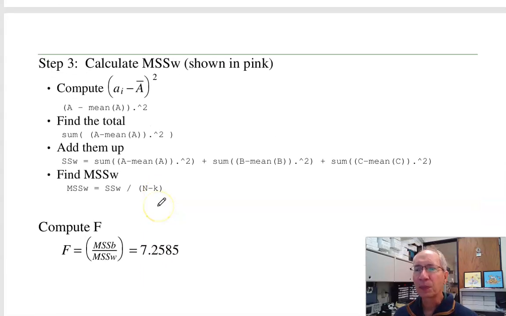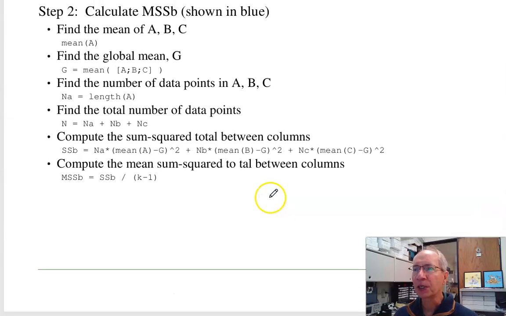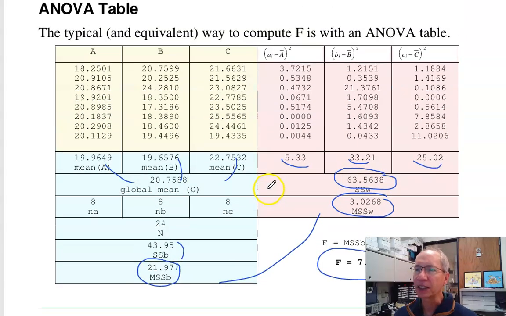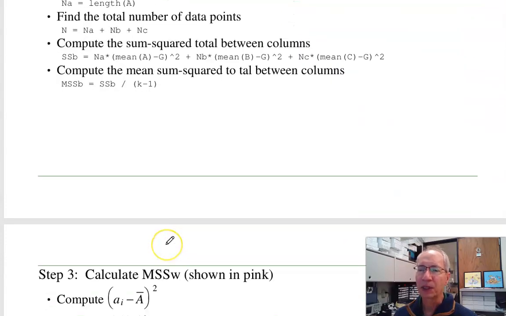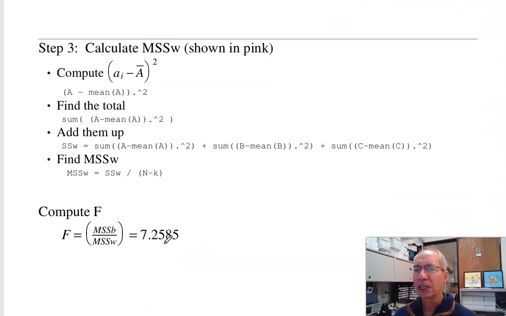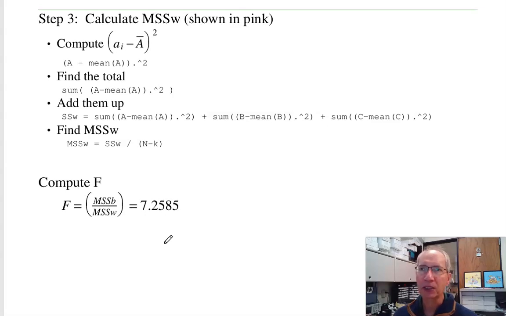And again, one of my pet peeves is if you're going to go to all this work, I've got the data. Why don't you just take each data point relative to the global mean squared, that's the true mean sum between columns. So you don't have to do this approximation. But again, that's not how analysis of variance is done. If you do it that way, in my opinion, it's correct, but it's non-standard.